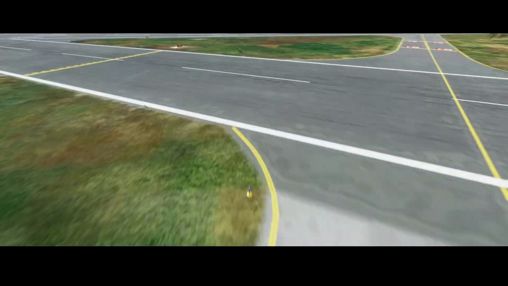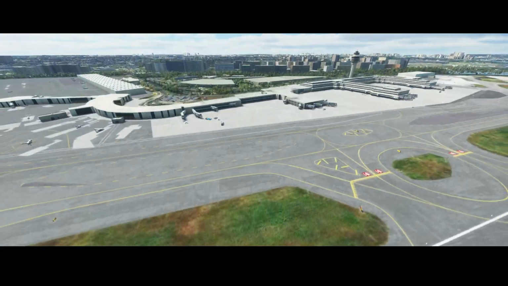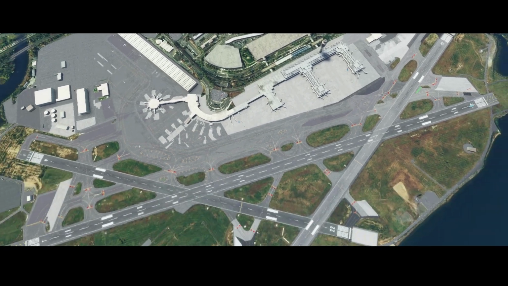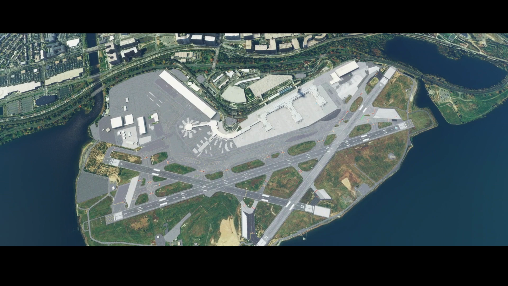I know it can be pretty difficult, especially if you are not known with the airport. And in this case, as you can see, it's already a big airport, but this is not one of the biggest. There are far larger airports in Flight Simulator, so be aware of that.